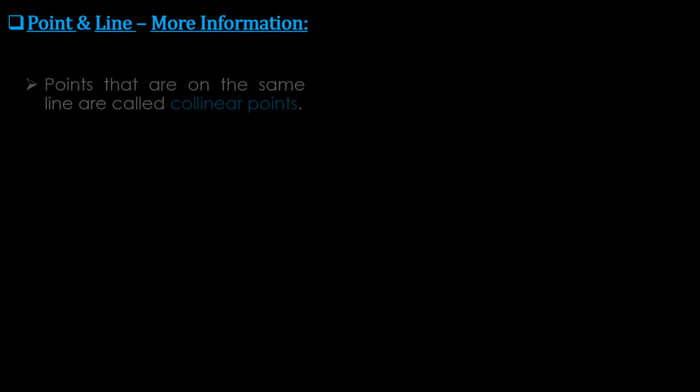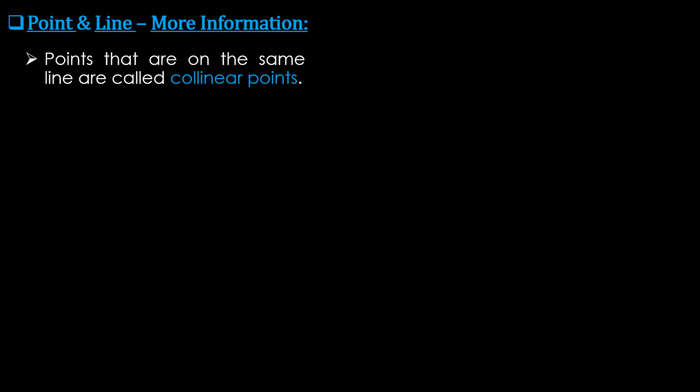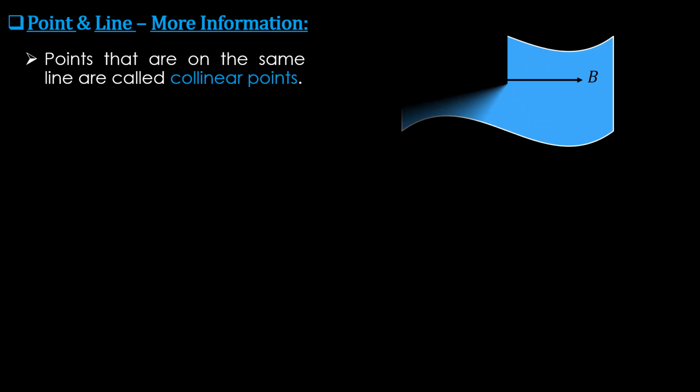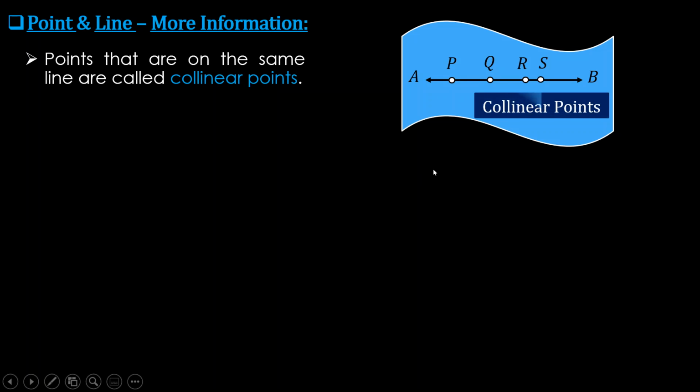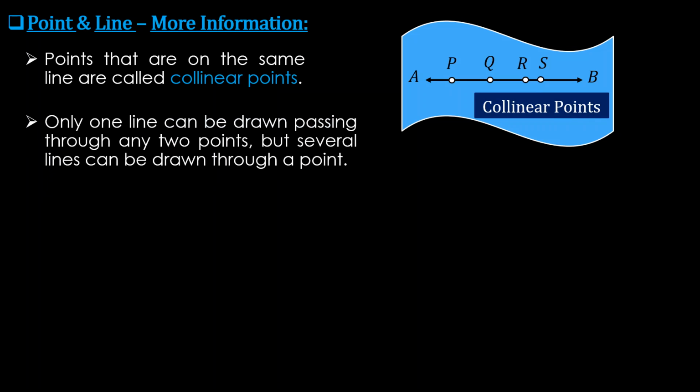Point and line, more information. Points that are on the same line are called collinear points. So AB is a line, and all these points P, Q, R, S are on the same line AB. That's why these points are called collinear points. So collinear points means all the points on a same line. Only one line can be drawn passing through any 2 points, but several lines can be drawn through a point.